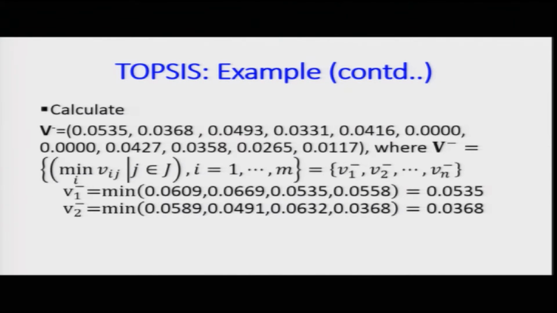Again, what I am doing is that I am taking one column at a time, and in each column there are 4 values. The 4 values correspond to alternatives 1, 2, 3, 4, and how many columns are there? There are 11. That means, for each criteria I rank the alternatives amongst each other on the weighted scale. What is the weighted scale?